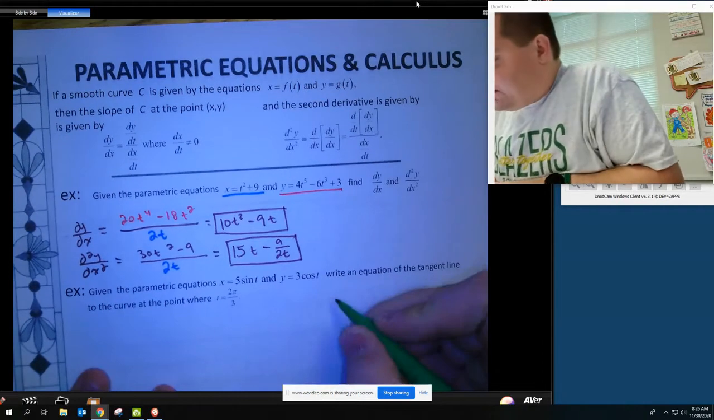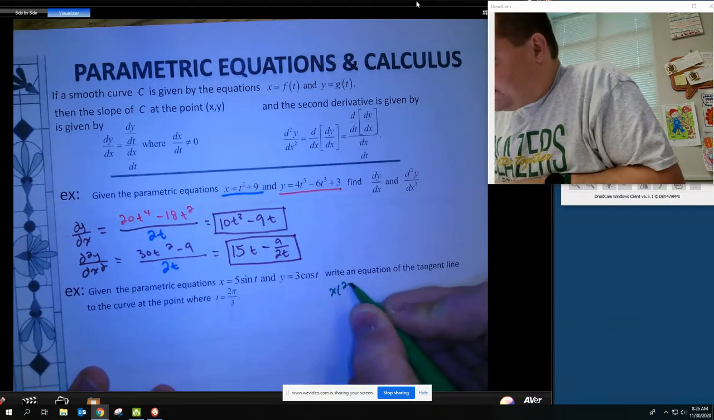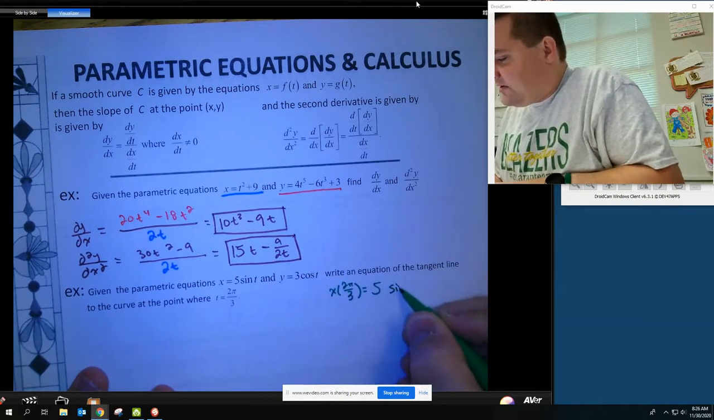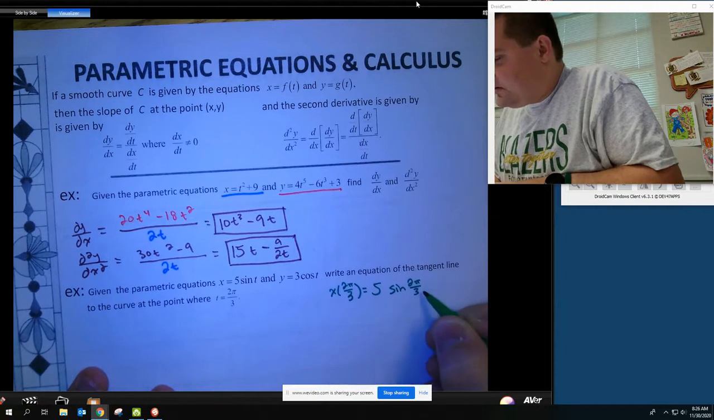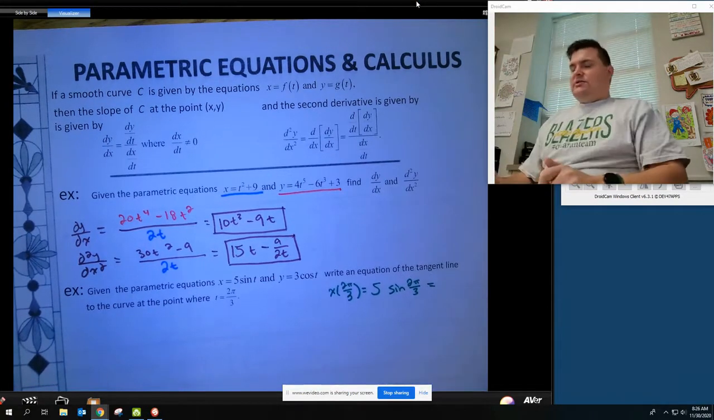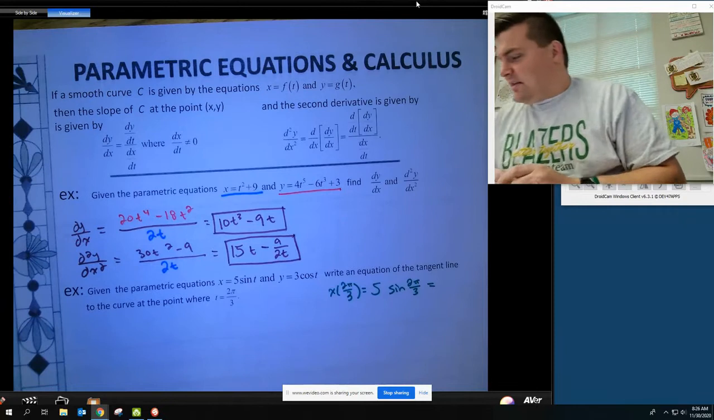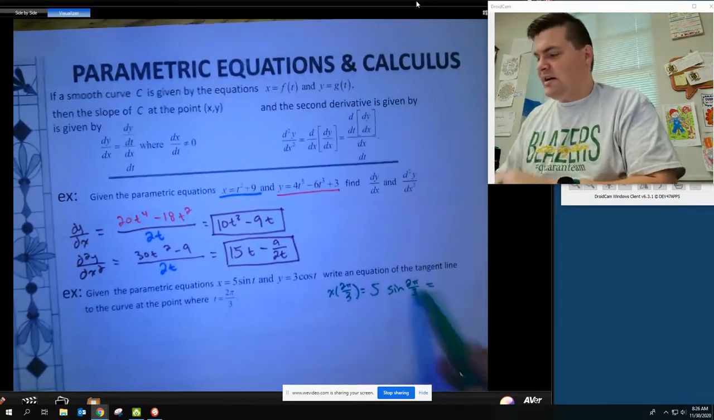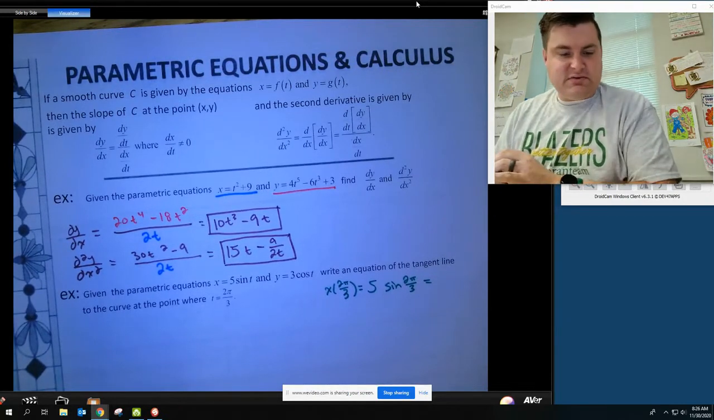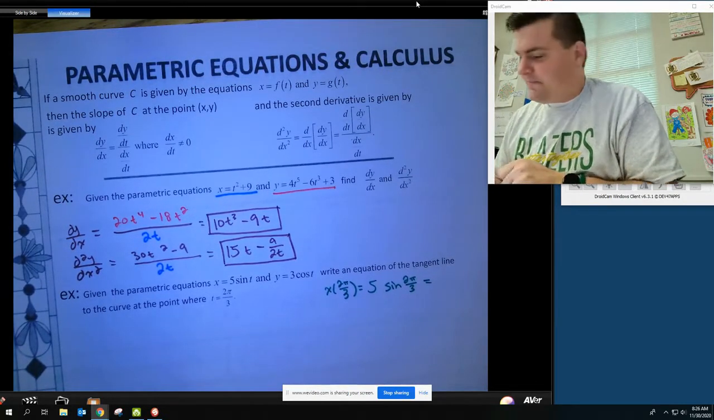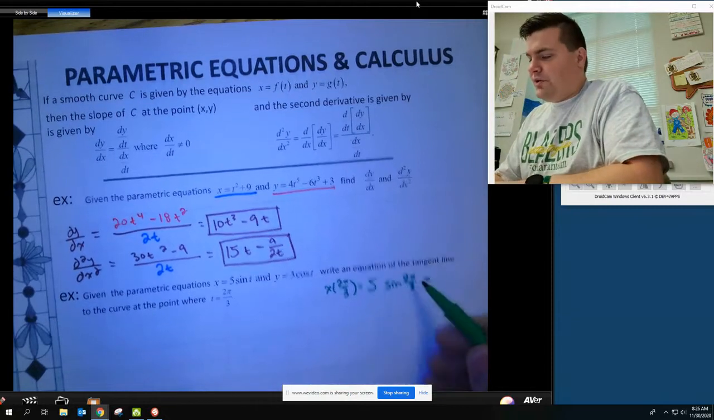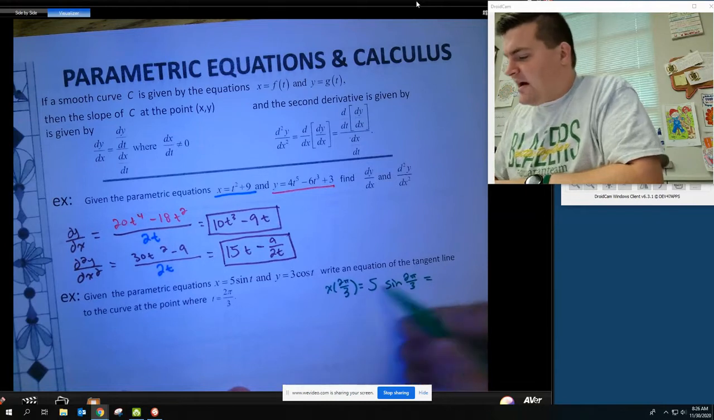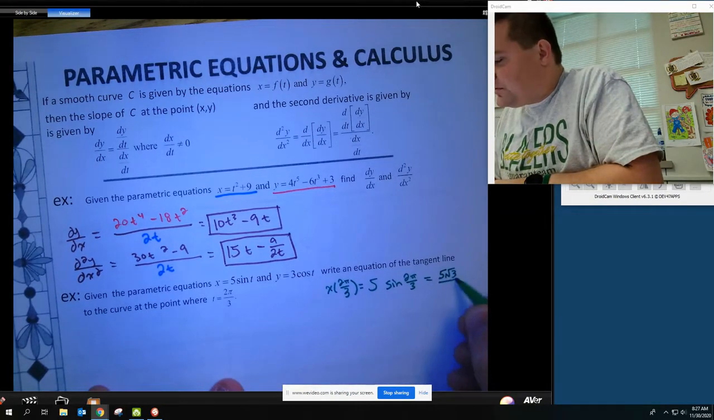So I need to find out what x of 2 pi over 3 is, and that's when I plug this in. 5 sine of 2 pi over 3. So 2 pi over 3 is in the second quadrant, so it's going to be positive for sine. I just want to double check myself here. Yep. Okay, it's going to be root 3 over 2, so it's going to be 5 root 3 over 2.